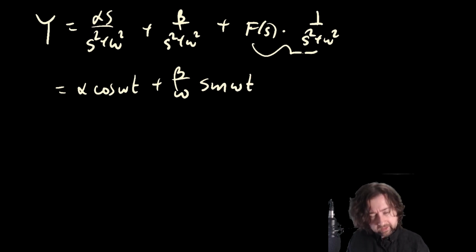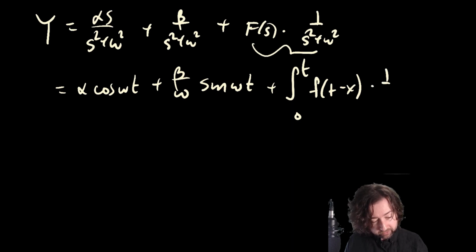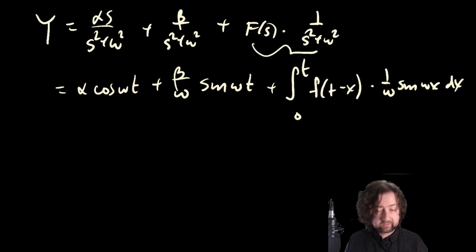And then this last term, I have to use an integral to define because it's going to be a convolution. This is going to be equal to the integral from 0 to t of little f of (t minus x) times 1 over omega times the sine of omega x dx. And that's the best I can do in that equation. I can't do any better than that.